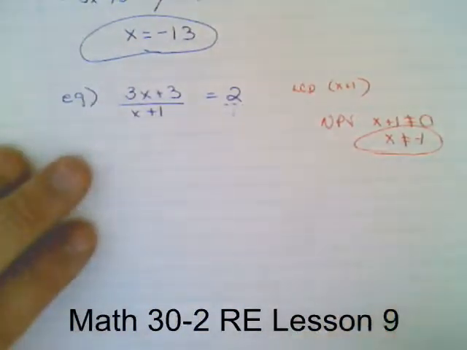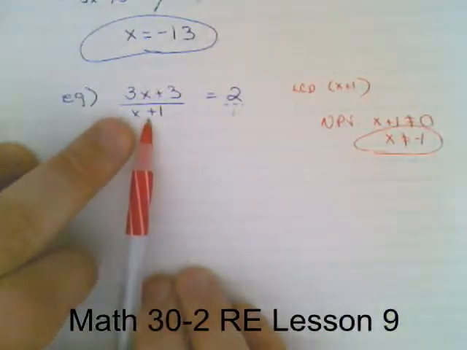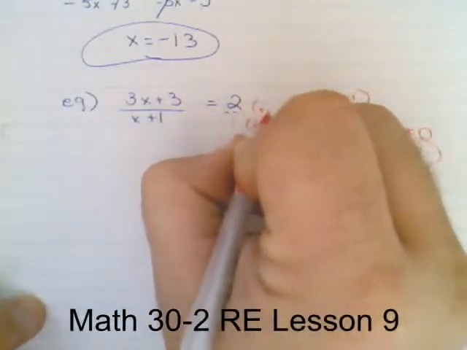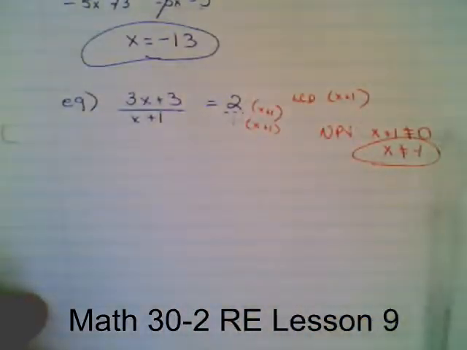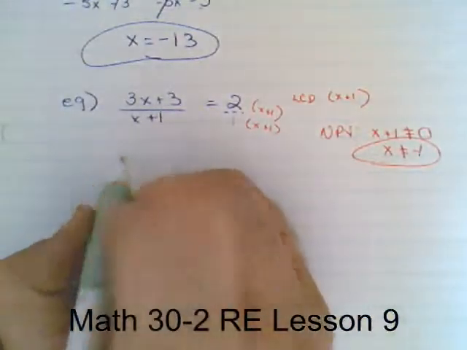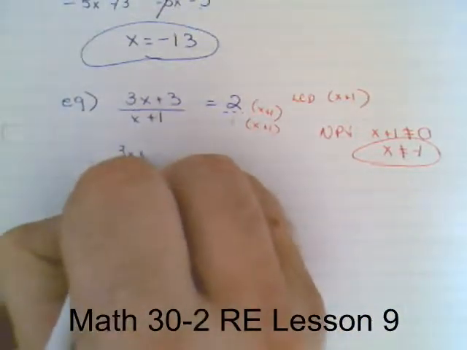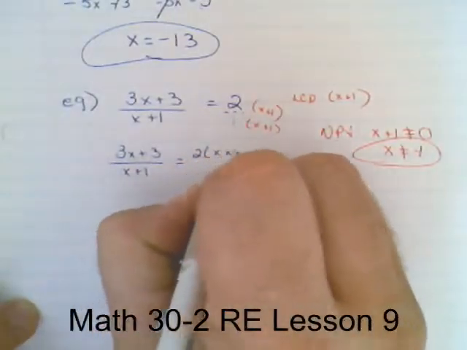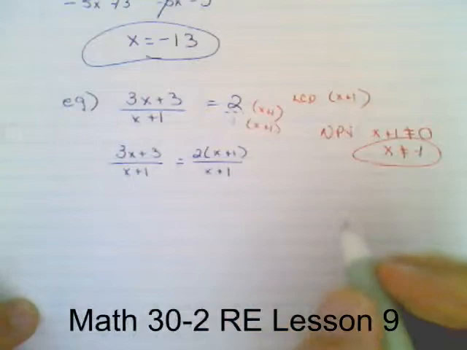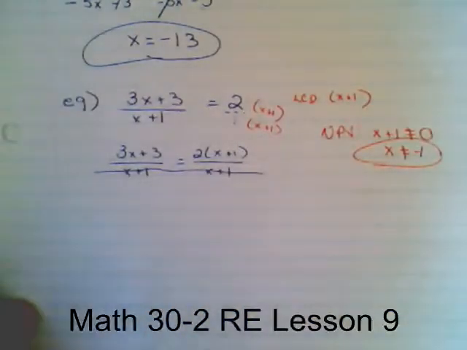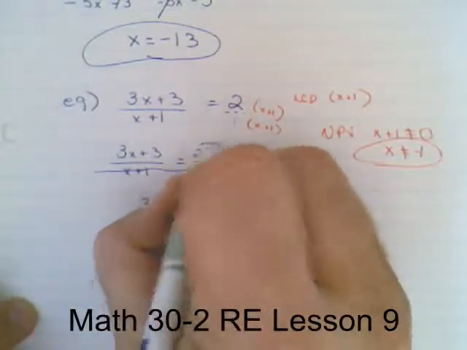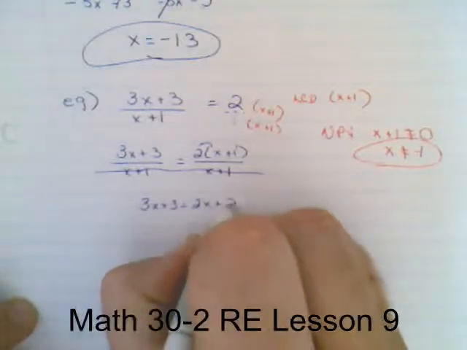So I look at that. Then I say, okay, what do I need to multiply to this to make it x plus 1? The answer, I don't. So I leave it. Here I multiply by x plus 1. Whatever I do to the bottom, I have to do to the top. Okay, so I'm going to end up with 3x plus 3 over x plus 1 equals 2 times x plus 1 over x plus 1. Mystical magical, boom, they're gone. I'm going to get 3x plus 3 equals, here this 2 goes through, 2x plus 2.